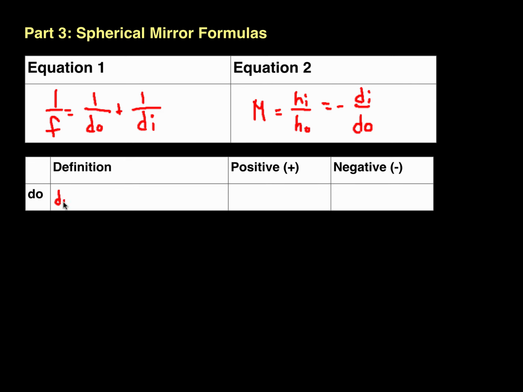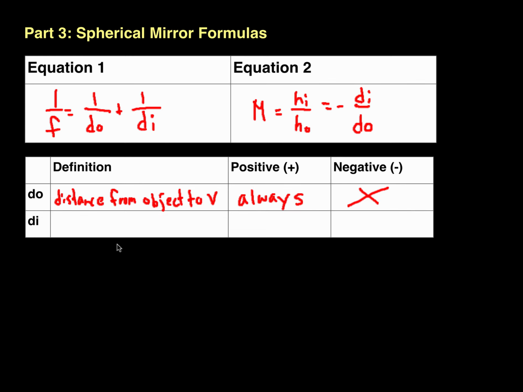dO is the distance from the actual object to the vertex of the mirror. Since it's always on the real side of the mirror, it's always positive. dO will never be negative. di is the distance from the image to the vertex. It's positive if it's a real image. It's negative if it's a virtual image.